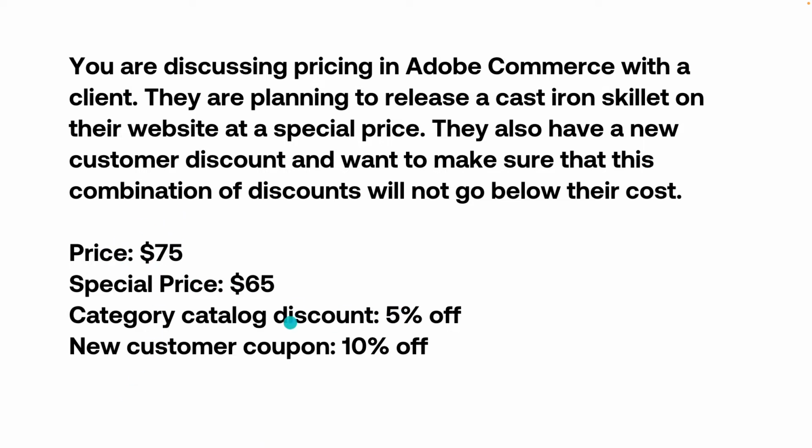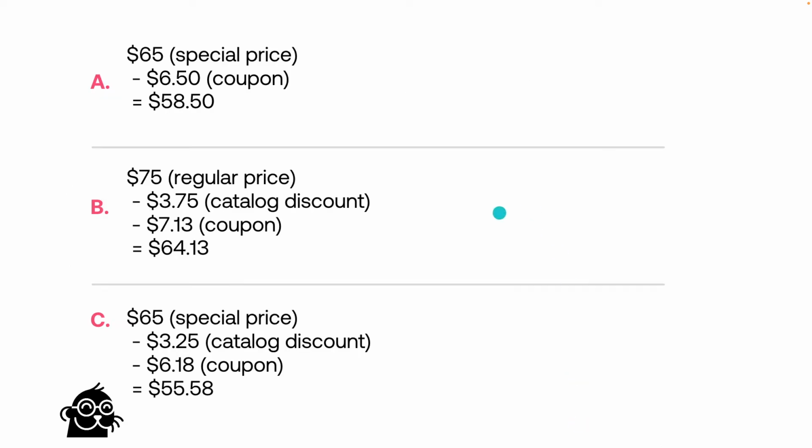So we have our price, special price, category catalog discount, and new customer coupon. The question is, how do these rules work, and what is the precedence in which these monetary values are applied? It comes down to a very critical rule, I think that's the best way to boil it down. And the rule is this: the lowest of the regular price, special price, tier price, or catalog rule price is what is presented to the customer.